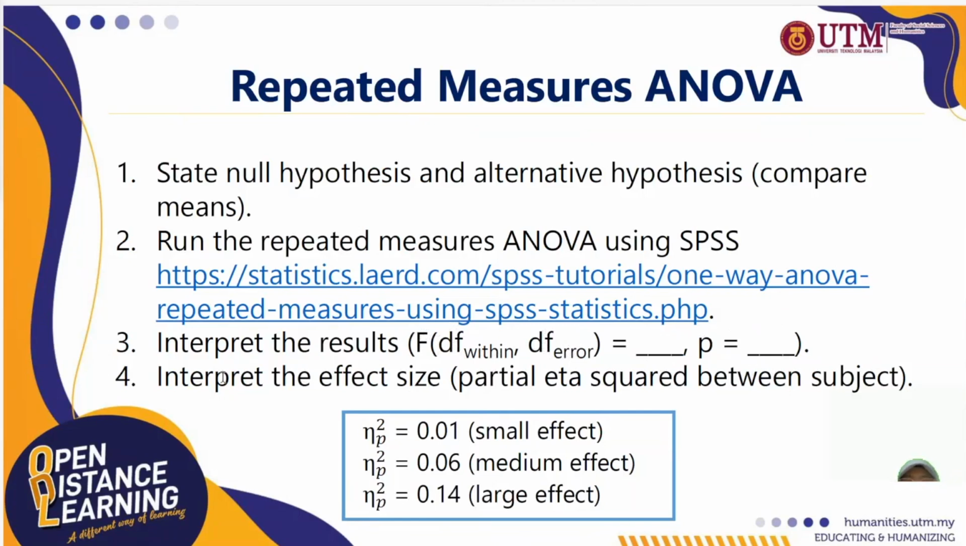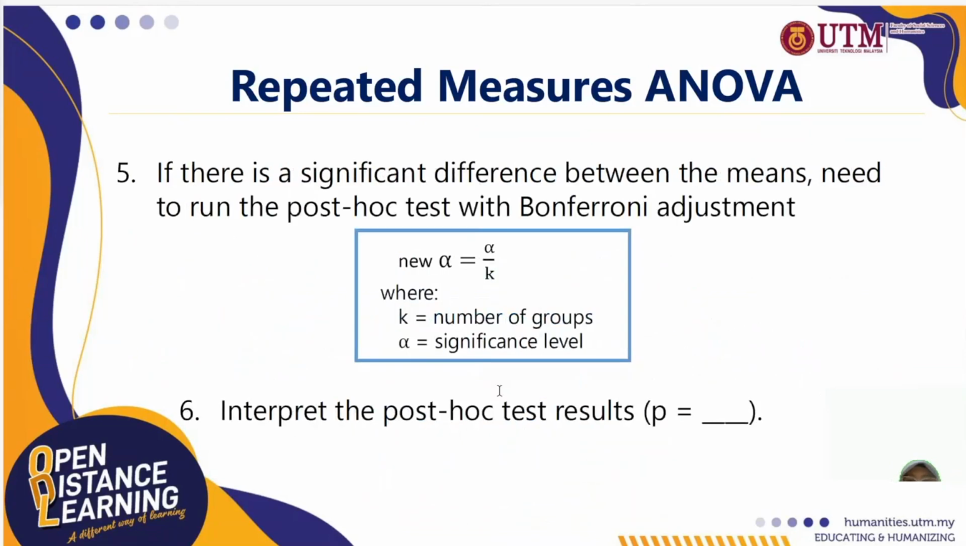And then if there is a significant difference, we can interpret the effect size. So the partial eta squared between subject, and then compare the result with this indicator. If there is a significant difference between the means, we need to run the post hoc test with Bonferroni adjustment, and then we should interpret the post hoc test results.